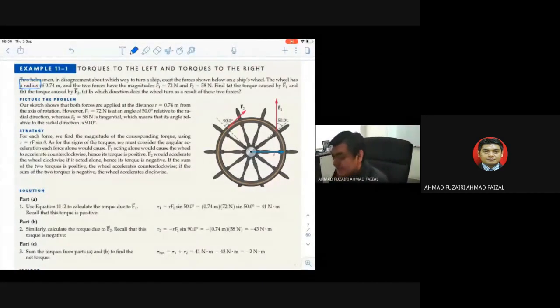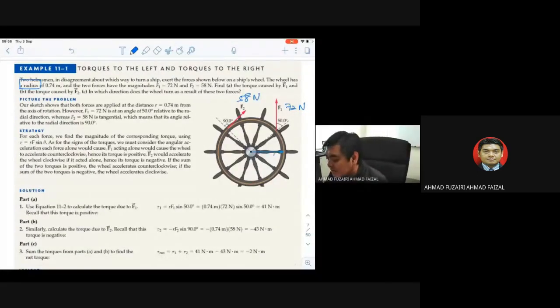Alright, a radius of 0.74, and the two forces have the magnitudes. Okay, for F1, this one is 72 Newton, and F2 is 58 Newton, slightly below 72. Okay, find the torque caused by F1. Again, look, when we want to calculate, see which one it takes.